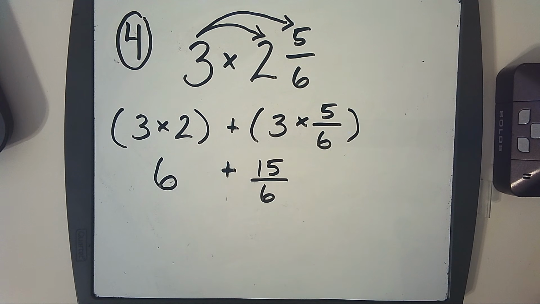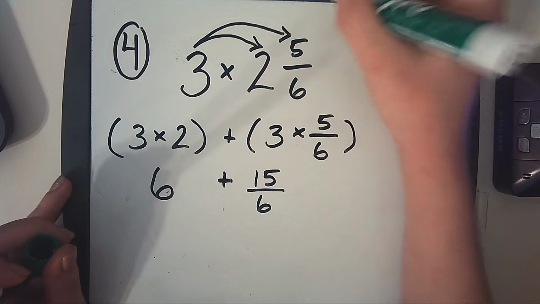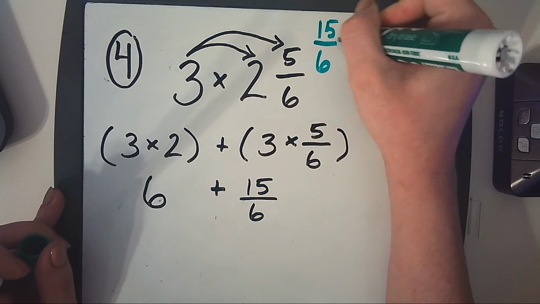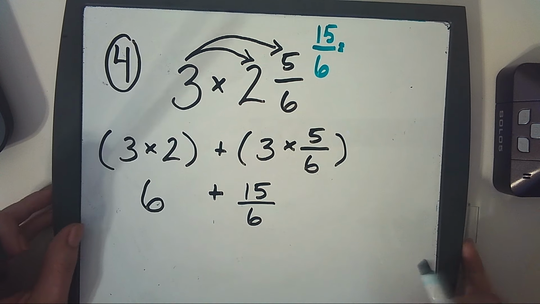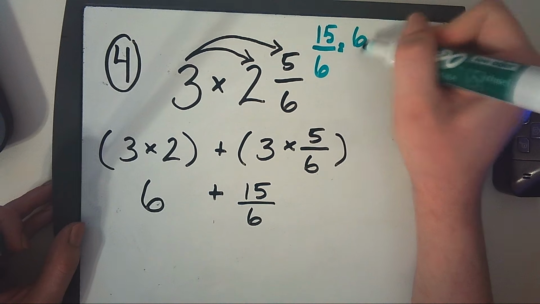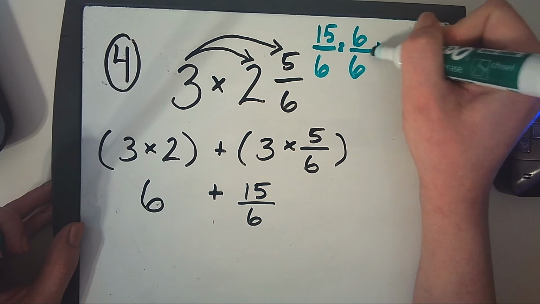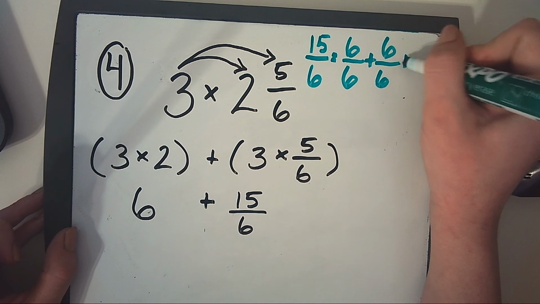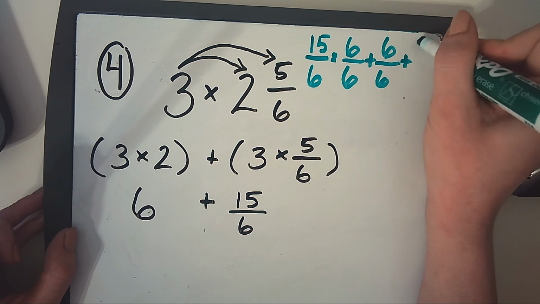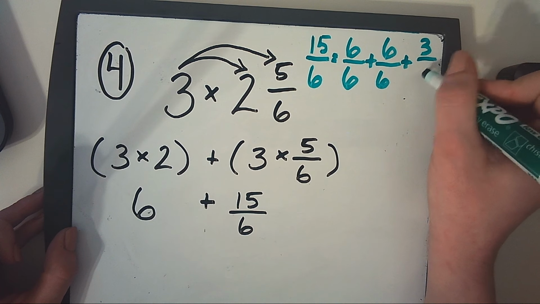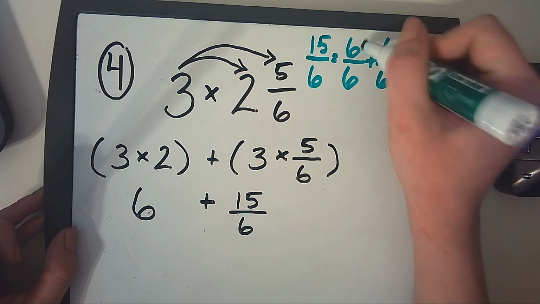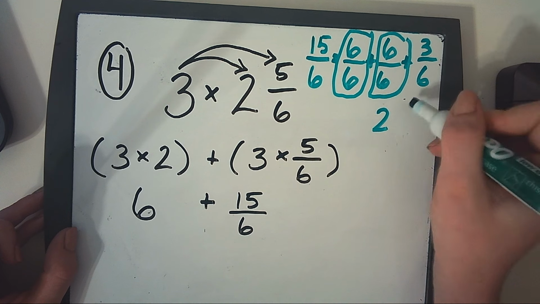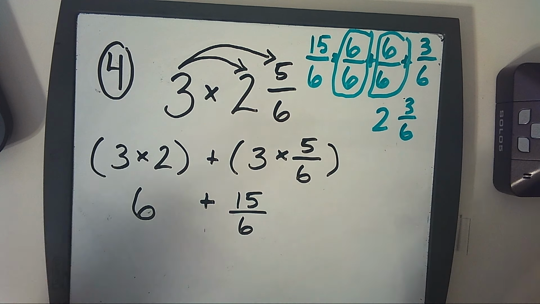And my numerator is greater than my denominator, so I'm going to have to break that up into a mixed number. 15/6 equals, I can have 6/6, plus another 6/6 would give me 12/6. Count up to 15, and you'll have 3/6 left over. I can have 2 wholes with 3/6 left over.